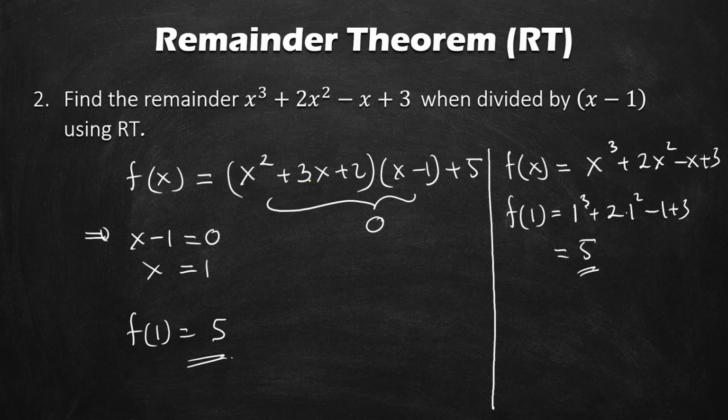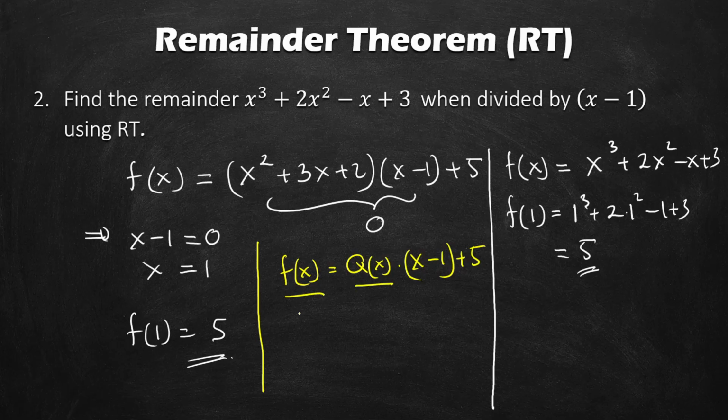The last information I want to share from here is that you can see that f(x), we can just write it as q(x) times (x - 1) plus 5. So you can see here that in order for us to find the remainder, I don't even need the information about the q(x) and then f(x). All I need is the information about the divisor. And then I will choose 1 to set this divisor to 0, and then we will have 5 as remainder.